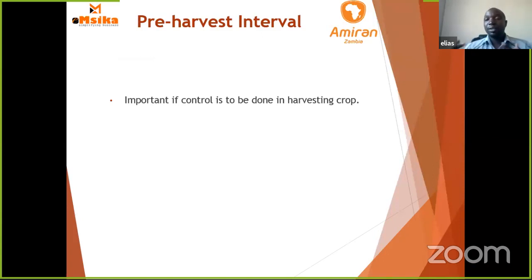And these are some of the things that they follow through when you are supplying your crop, your harvest, to some chain stores. They would want you to follow through this aspect of the PHI, which is one of the safety measures that they undertake.